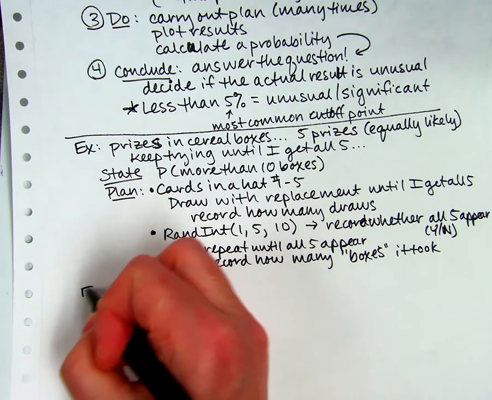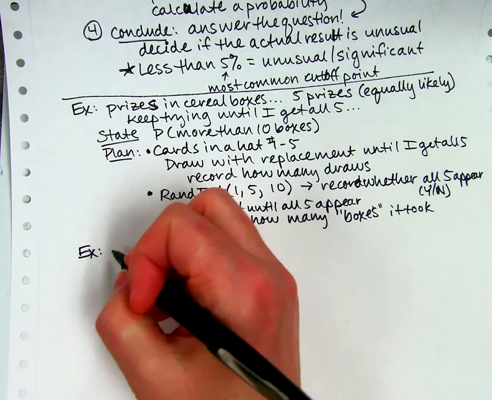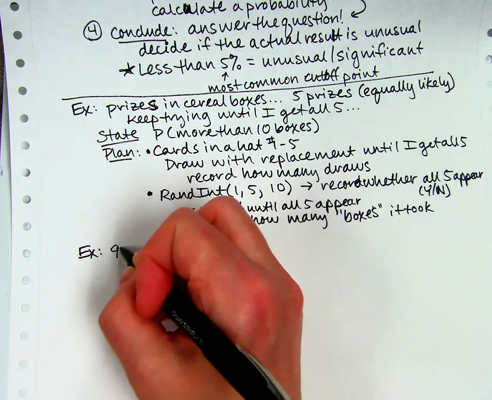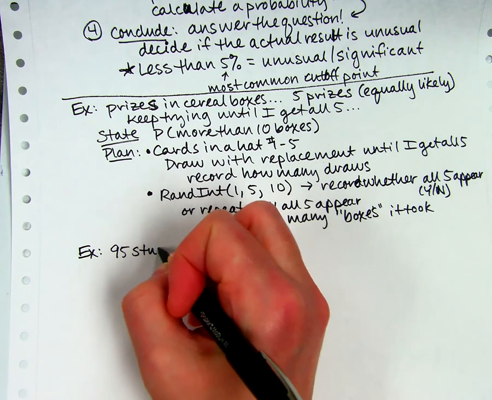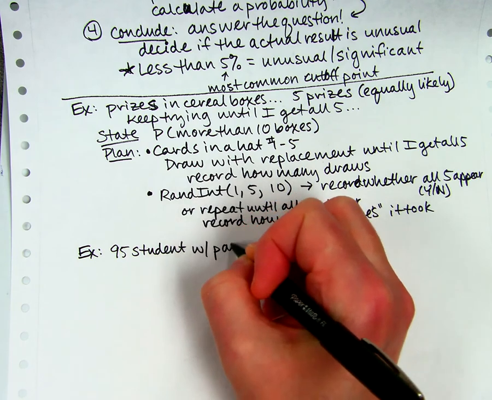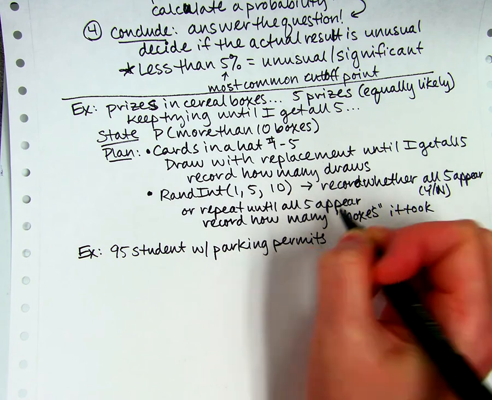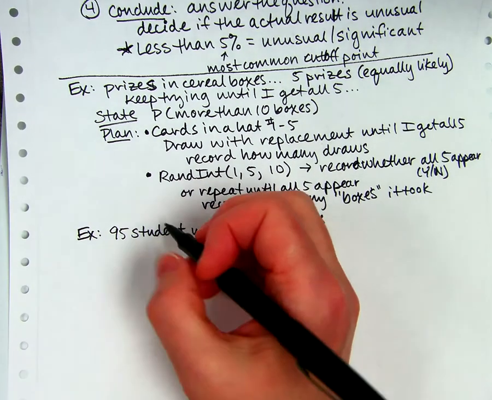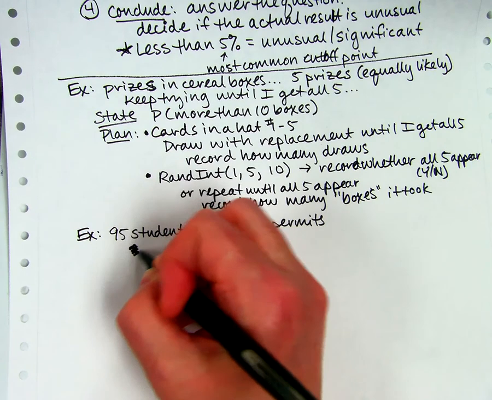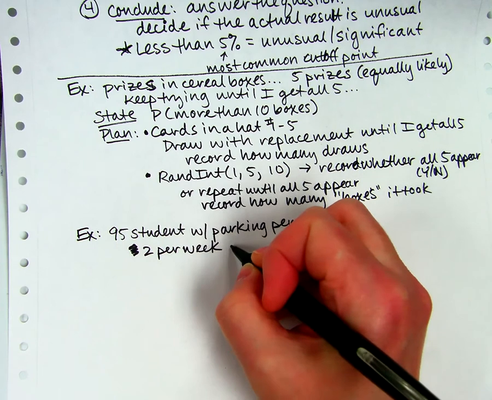And then here's one more example just to be sure, because I feel like the more examples you see, the better. Here's a small high school. It's not 95 students in the whole school, but 95 students who have parking permits. And let's say this particular school has some VIP spots where 2 people per week are drawn randomly to get the VIP spots.